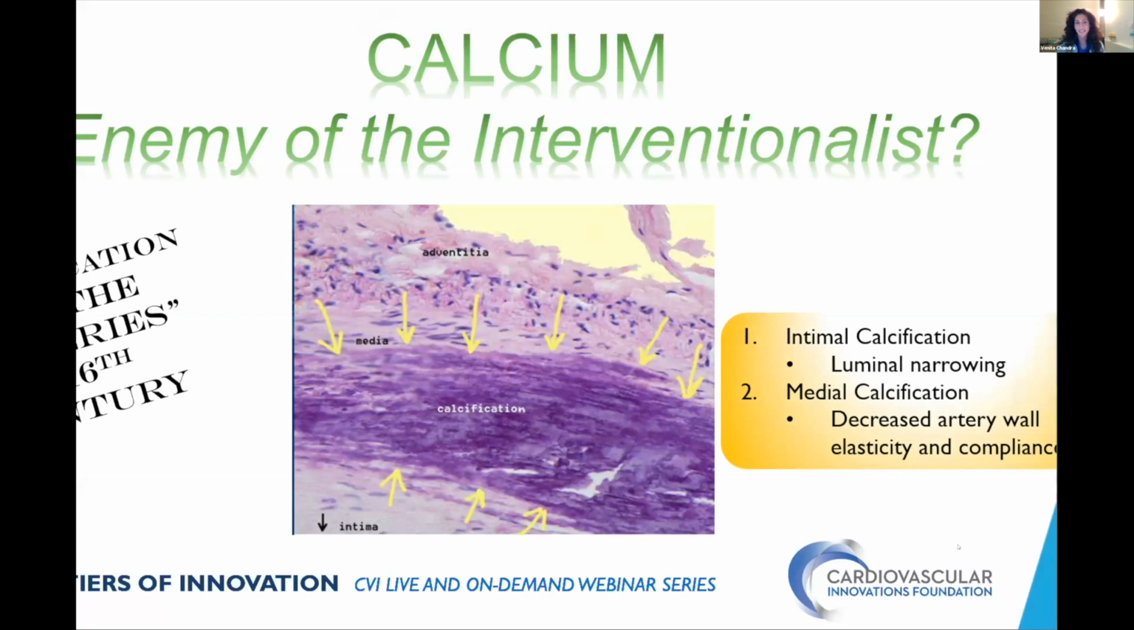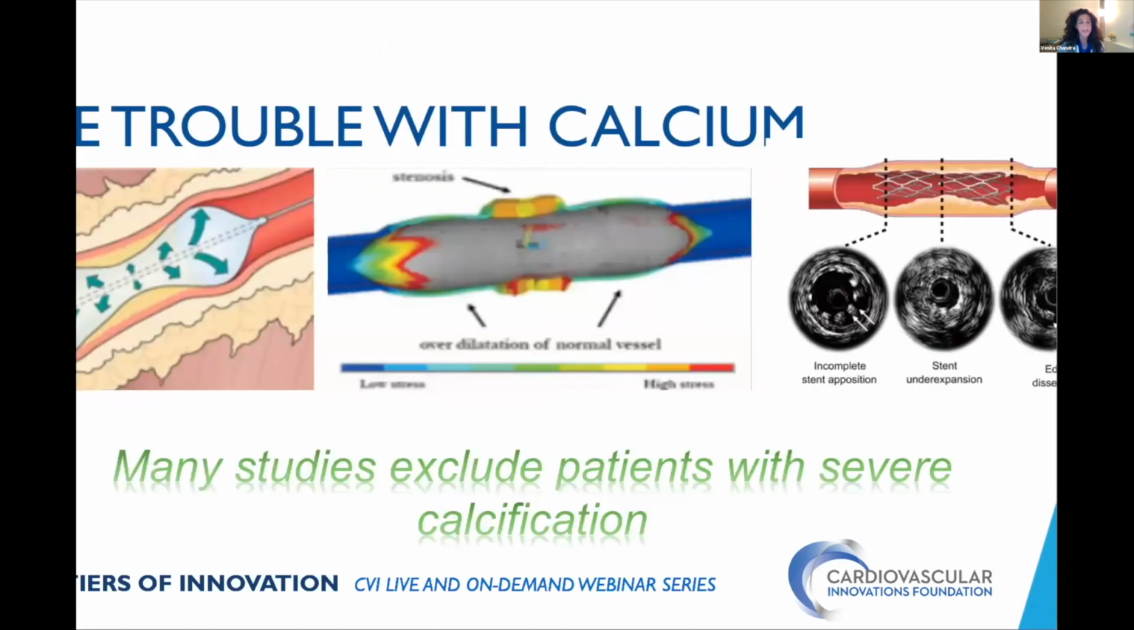Calcium is certainly a challenge. It's the enemy of the interventionalists. It's actually been described since the 16th century, which is amazing to me. And as we know, it's both intimal and medial. With the growing amount of diabetes and end-stage renal disease, we're really seeing a particular increase in medial calcification, which can make any of our interventions quite difficult. And the whole concept of restenosis and rebound after angioplasty becomes particularly challenging.